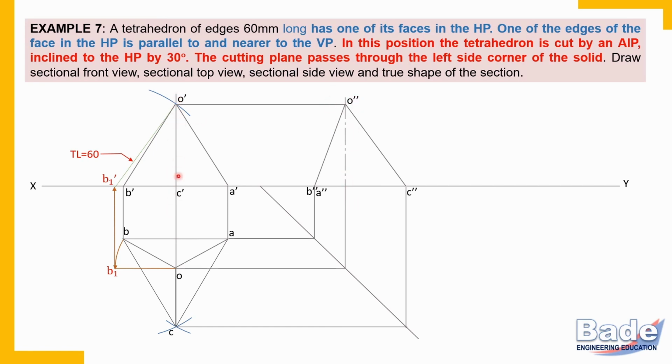Axis here coincides with edge OC. When axis coincides with edge, then edge is important, not axis. So here we should not draw axis, but we should show edge OC. Here we could show axis. So front view, top view and side view are over.